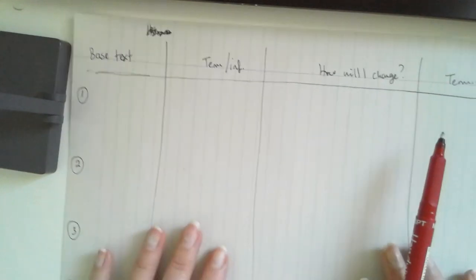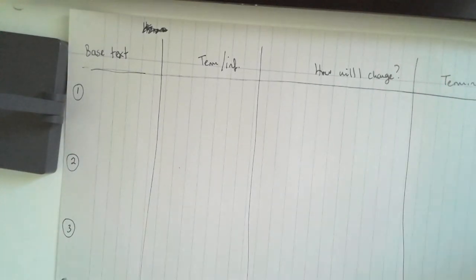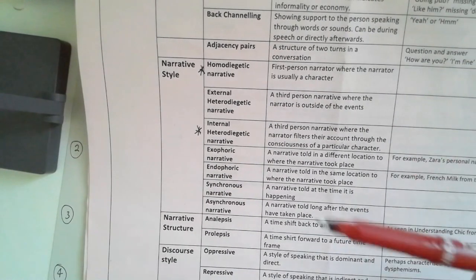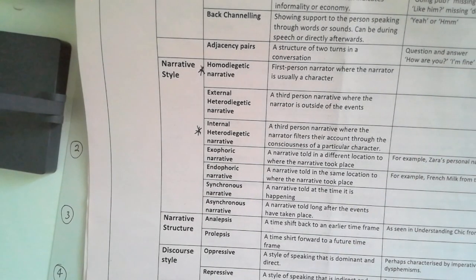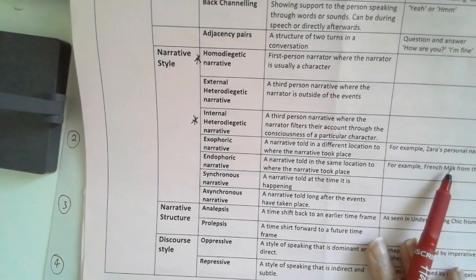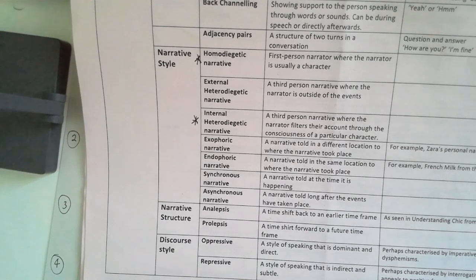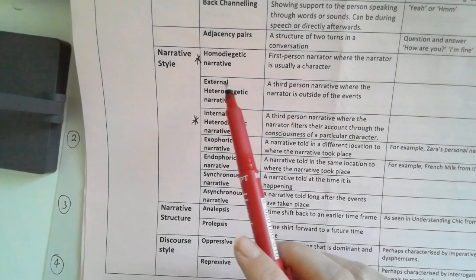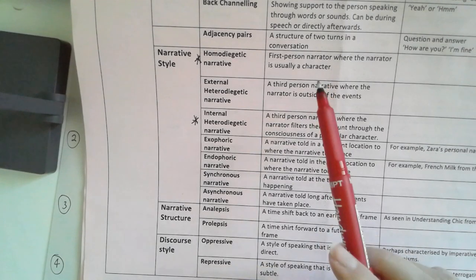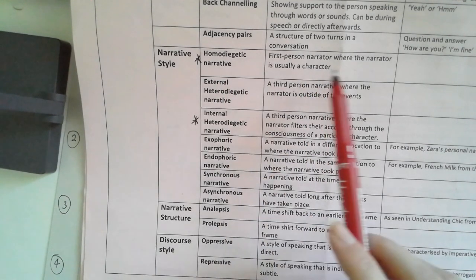Before you do that though, I wanted to talk to you a little bit about narrative perspectives and narrative style. In your knowledge organizer, your AO1 Bibles, you have a list of different narrative styles that you will come across as we go through the course, and some of them are in relation to the Paris Anthology, some of them in relation to the text that you're studying with me. So Gatsby at the moment is written as a homodiegetic narrative. It's a first person narrator where the narrator is usually a character. In this case, it's Nick. It's the same as in Handmaid's Tale for Offred, but that is our narrative perspective.